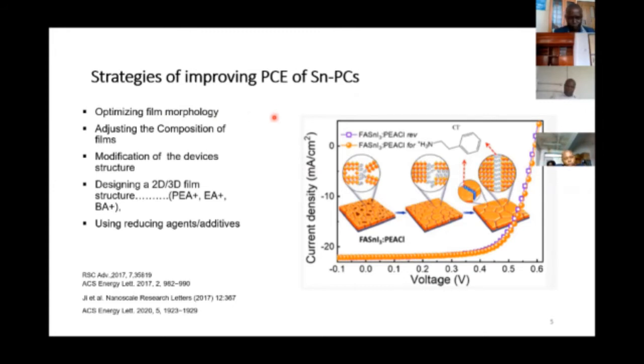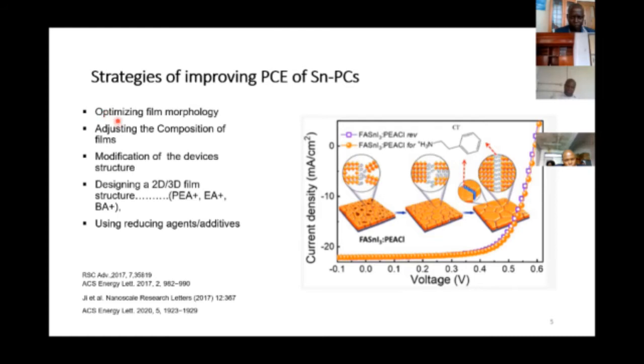I told you to look at the abbreviations early. It's not easy to mention those things. So we have DMF and DMSO. They mix them at a ratio of DMSO to DMF of 1 to 4. Then another thing they use is called anti-solvent dripping during the deposition process.